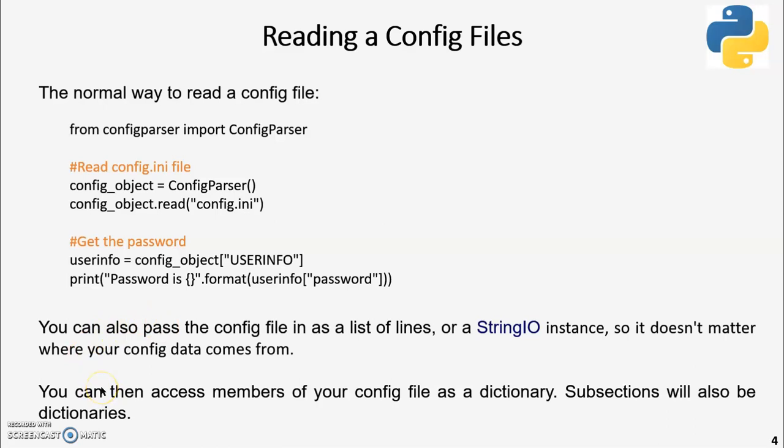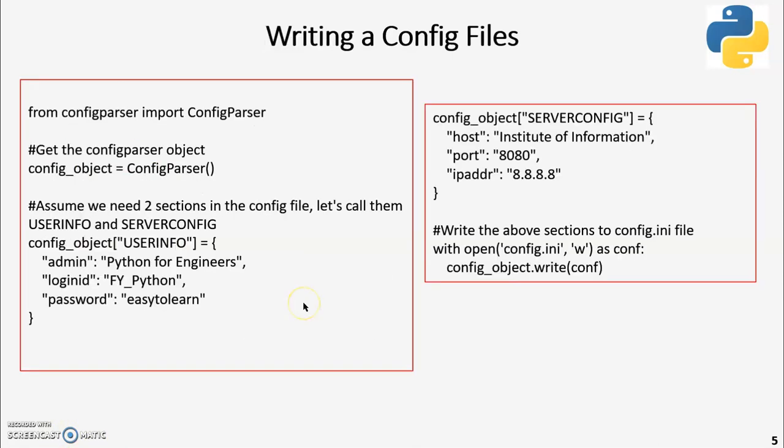You can also pass the config file in as a list of lines or a StringIO instance, so it does not matter where your config data comes from. You can then access members of your config file as a dictionary. Subsections will also be dictionaries. So writing a config file, how do I write it down completely?